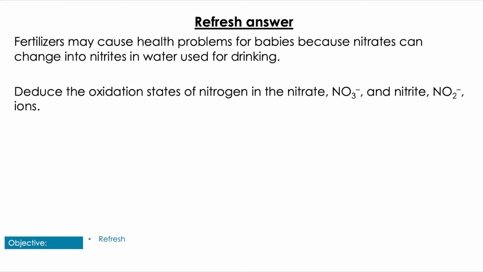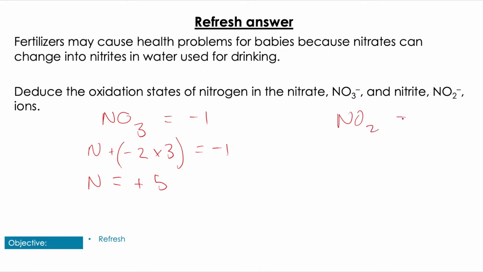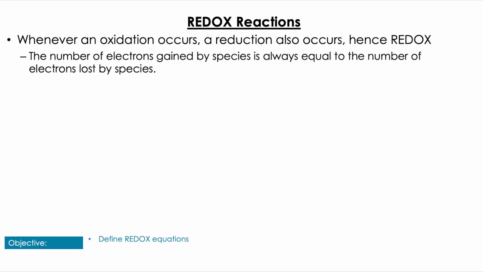Brilliant. So hopefully you can see here we've got nitrate, nitrite. We have NO3, which gives an overall charge of -1, which means our nitrogen is going to have an overall oxidation state of +5. Our nitrite ion has the same overall charge, -1, but less oxygen. So our nitrogen is going to have an overall oxidation state of +3.